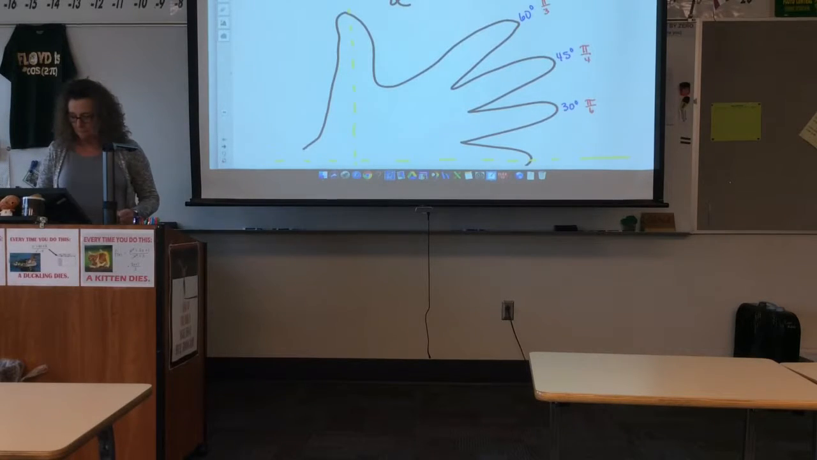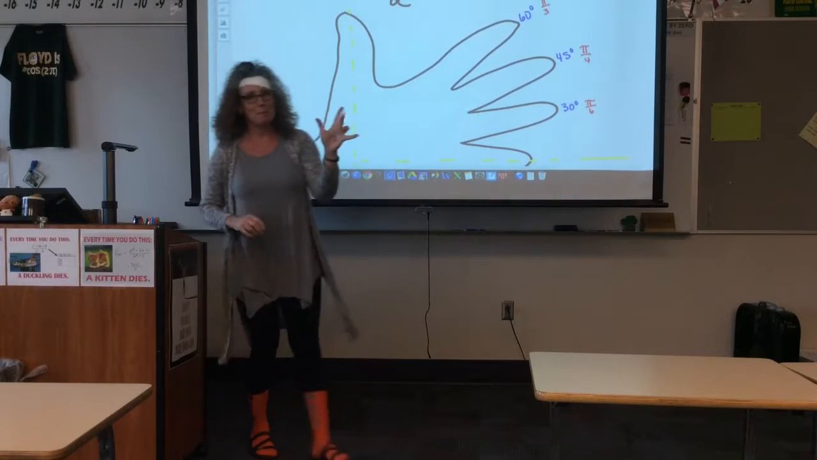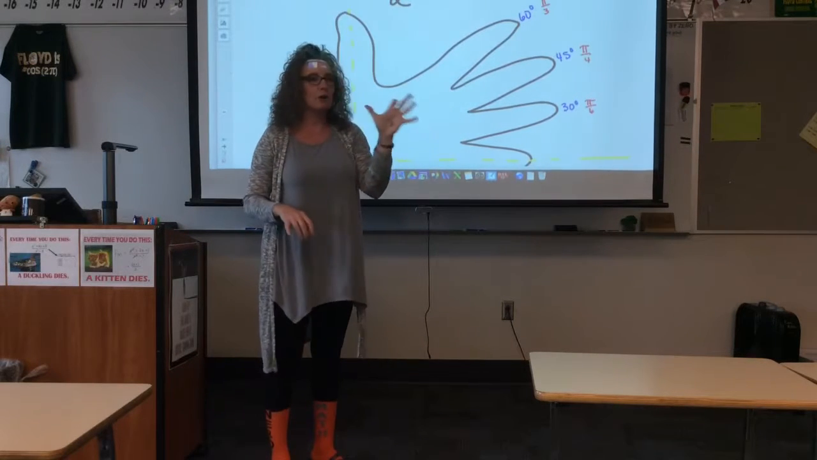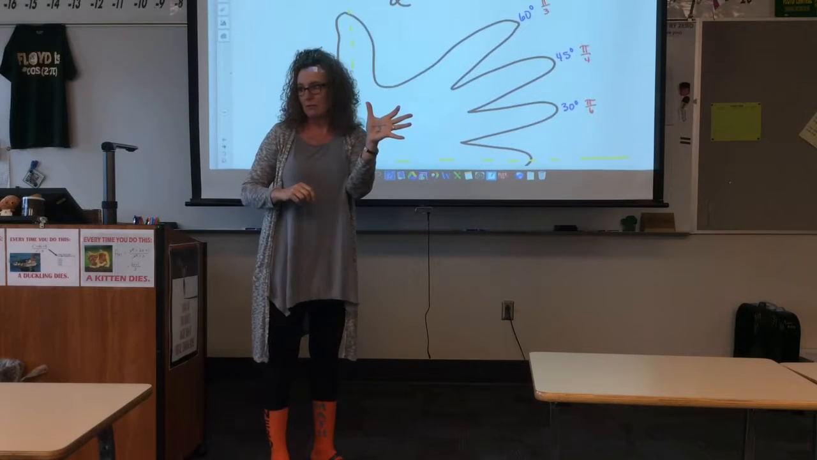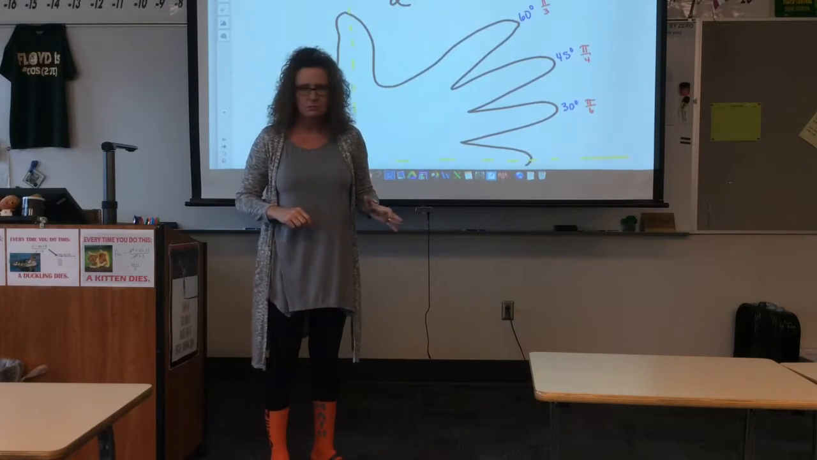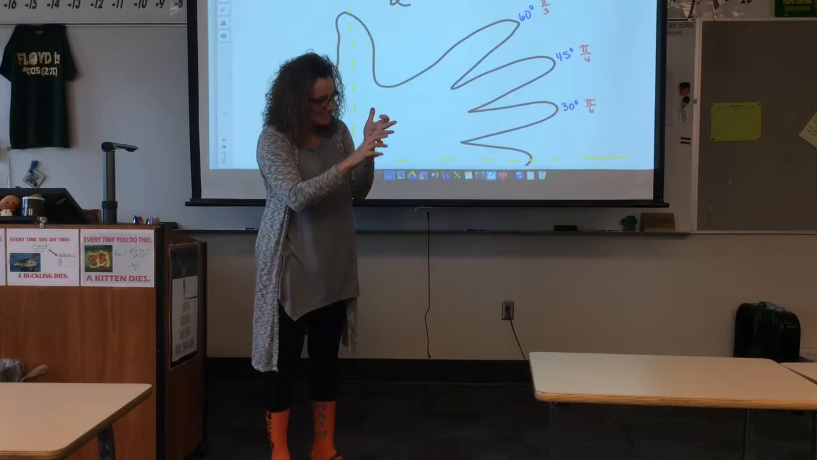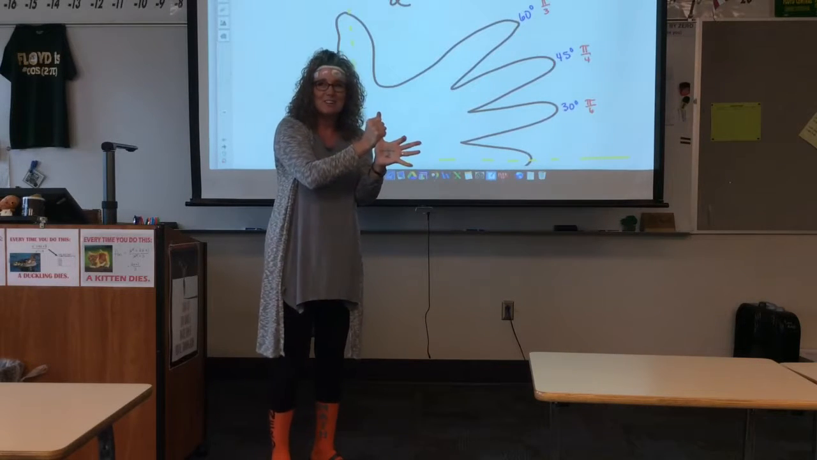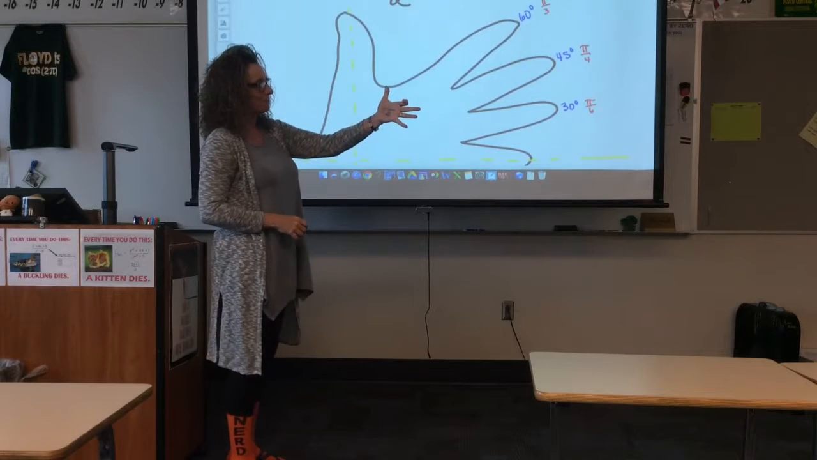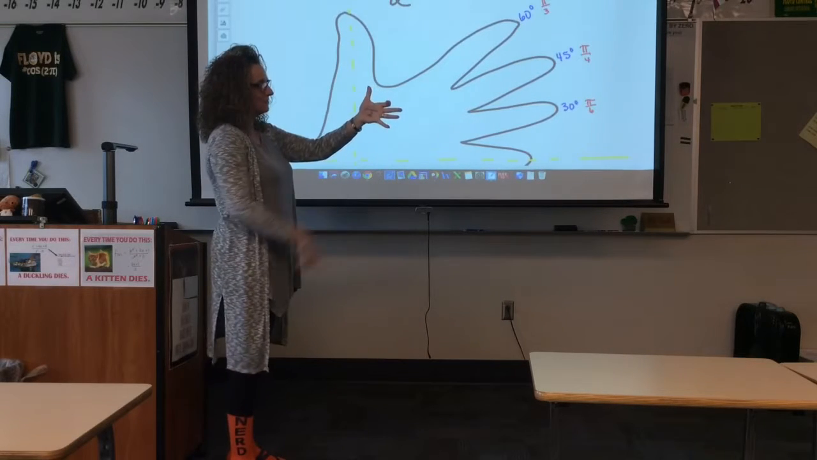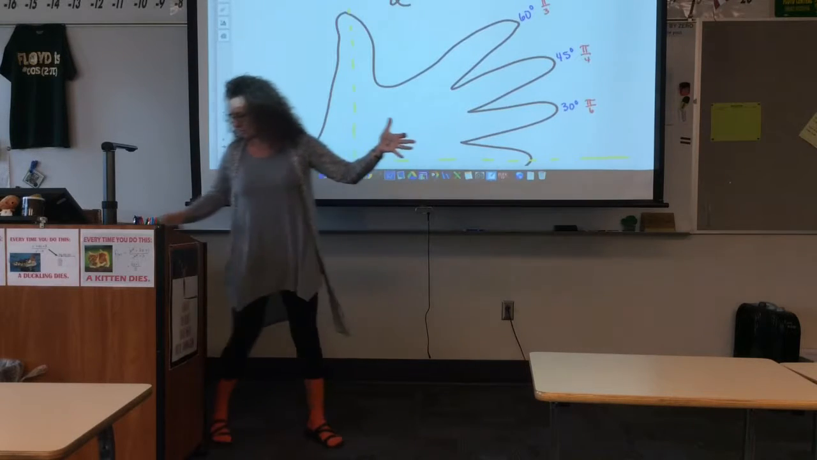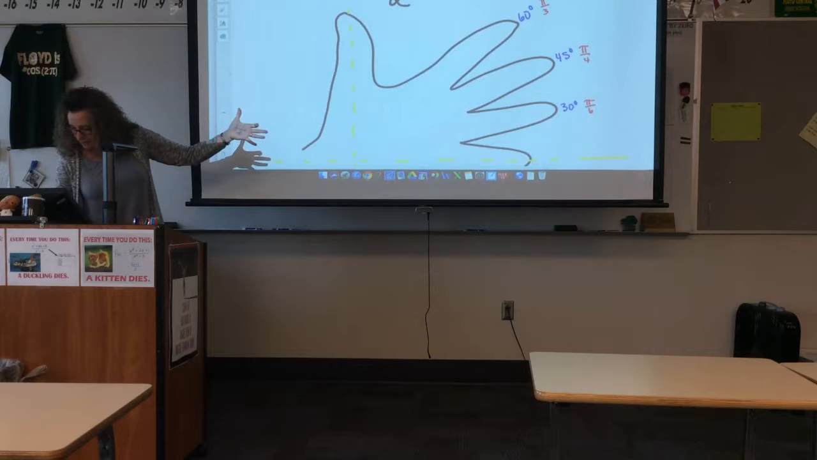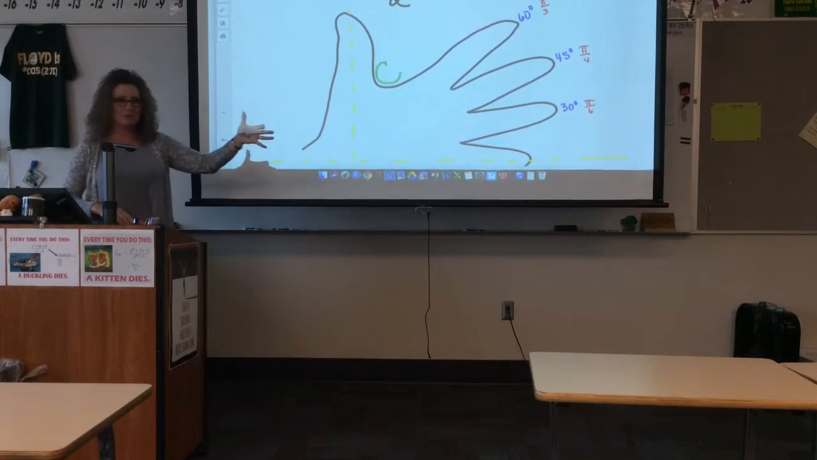Now, when you fold down your angle, how are you going to remember that sine are the fingers below and cosine are the fingers above? This makes a C. C for cosine. Cosine are the fingers above. C for cosine. Cosine are the fingers above.